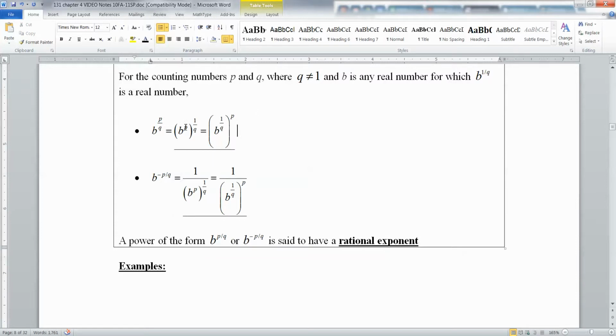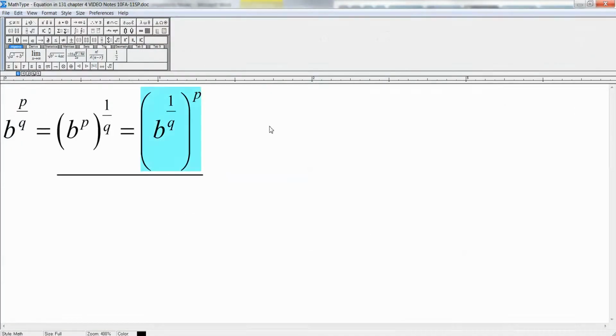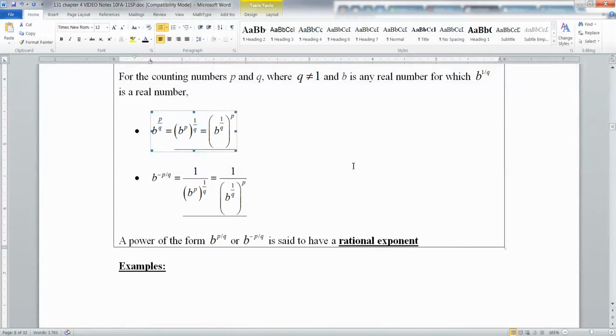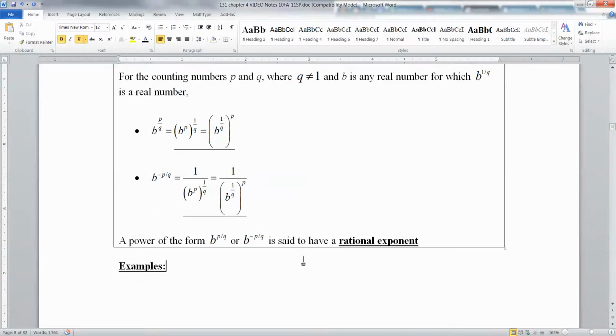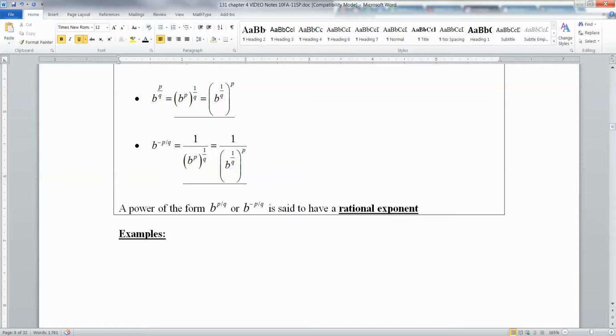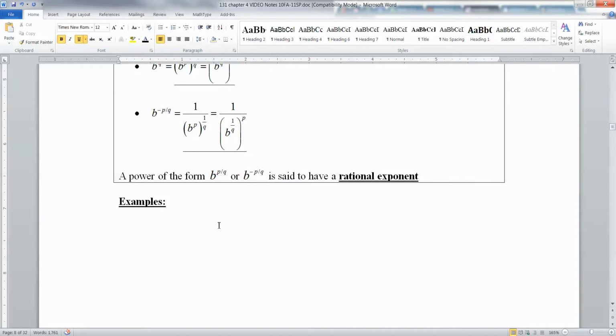Okay, so you either do the p part first and then take the 1 over q, or you do the 1 over q part first. Honestly, most of the time we do the back one because this tends to make numbers smaller first. So I tend to do the second one. Same here, I tend to do the second one more often. Not that the other way is wrong, it's just a little bit harder that way. So let me give you some examples of what I'm talking about here.